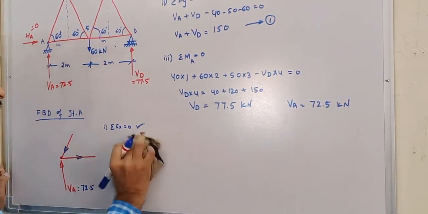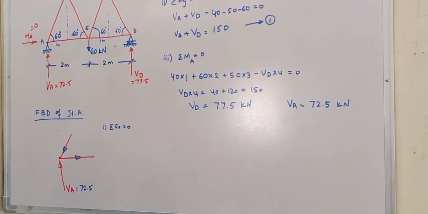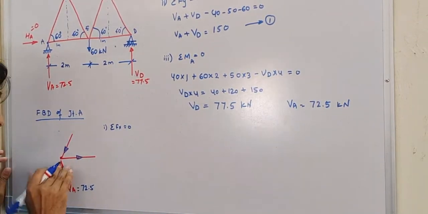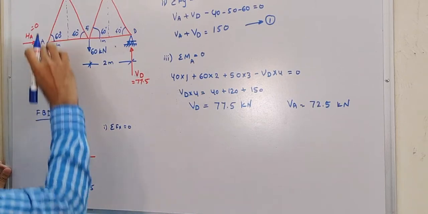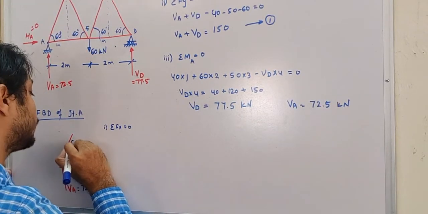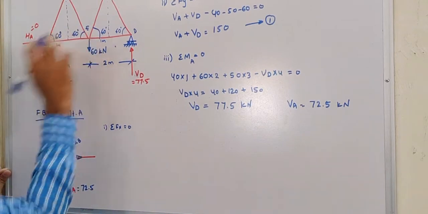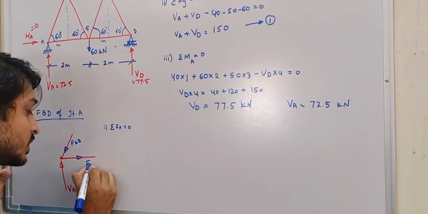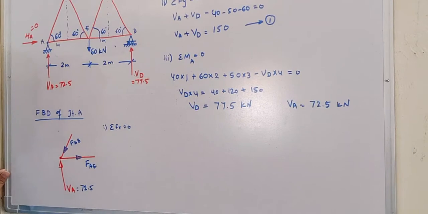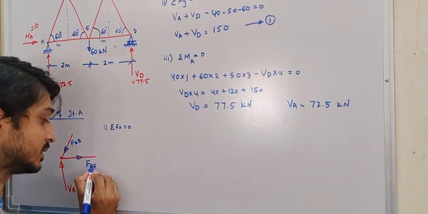If I take summation of Fx equals 0, let me call this the AB member, so I'll call it force in member AB, and this is what member? Member AE. I'll call it force in member AE. So this is AB and this is AE.